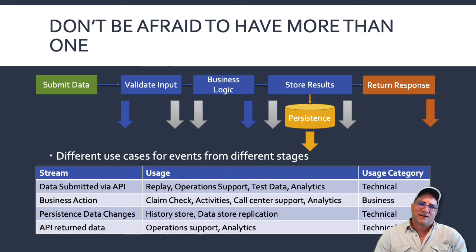So, this is the same argument I've made a couple times here. Don't be afraid to have more than one event stream. Let's do the right event stream for what we need. So in my case, I actually picked 4 here that I wanted. A lot of times I'll do 3, but I could see 4, right?